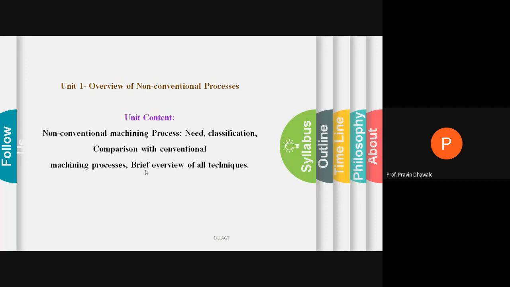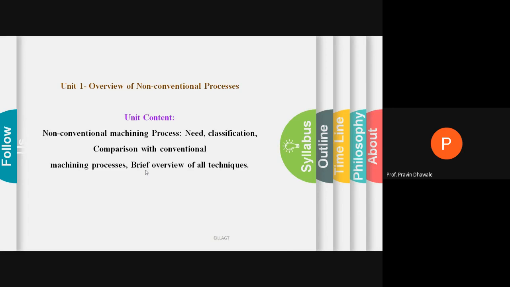In the conventional machining process, you require a tool. The material of the tool must be harder than the material of the workpiece. There must be physical contact between the tool and the workpiece. You have to provide the cutting force or feed to the workpiece, right? And the material is removed in the form of chips.